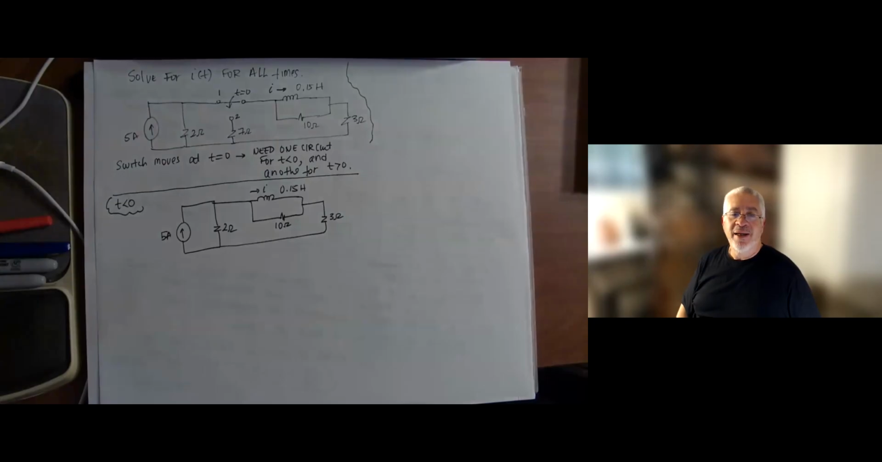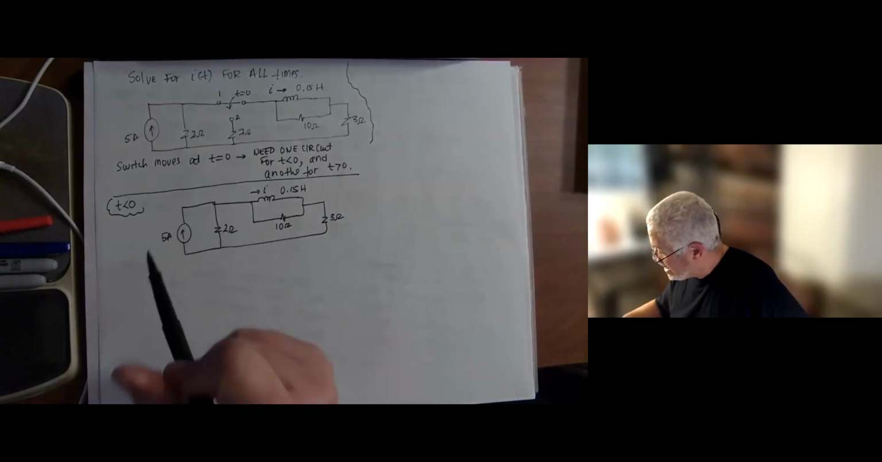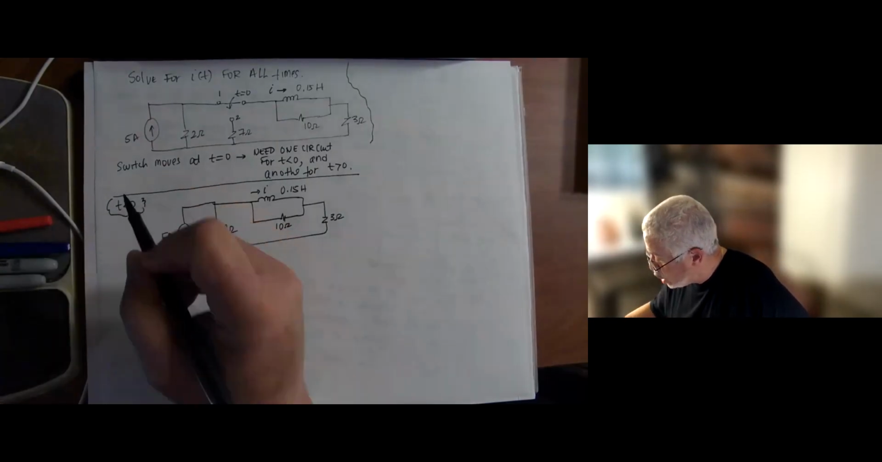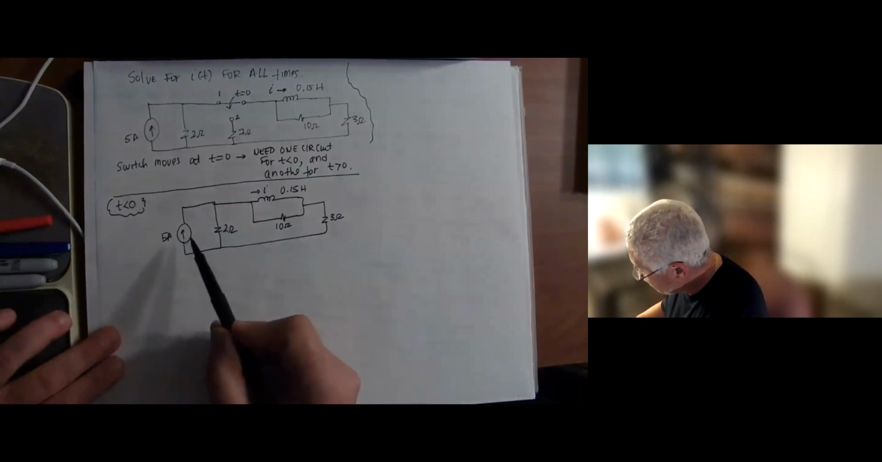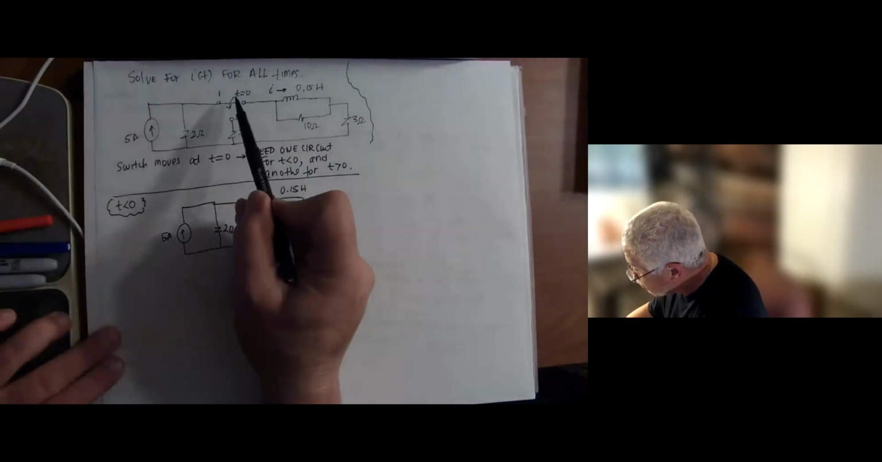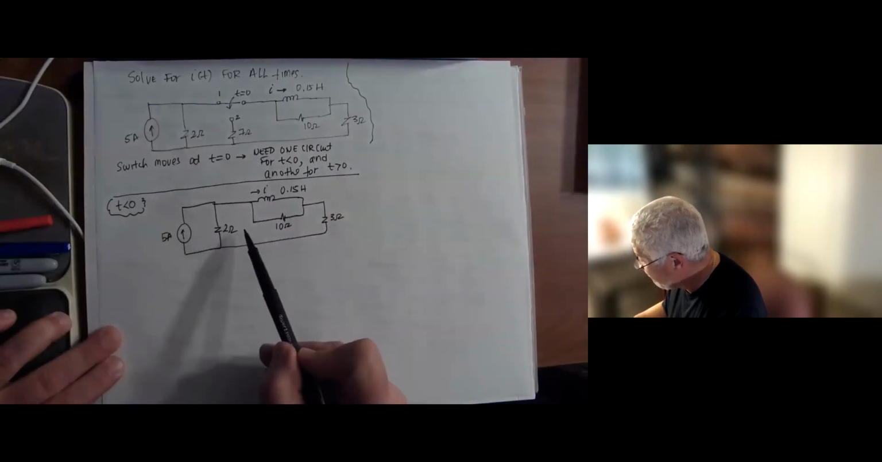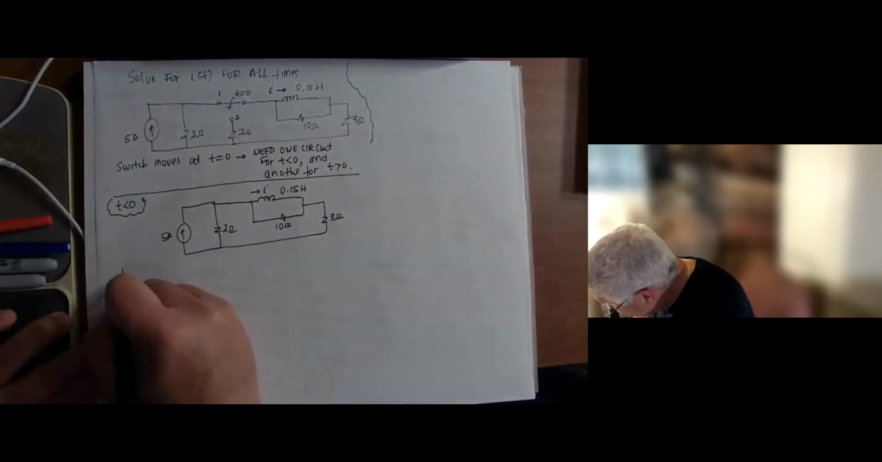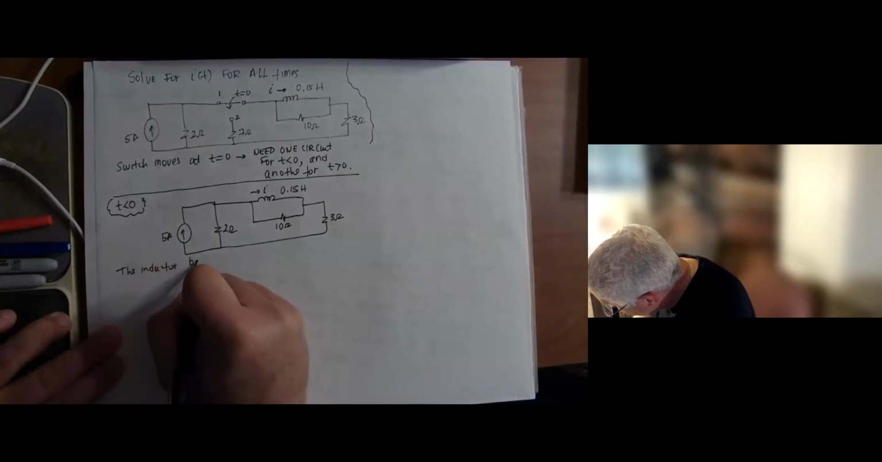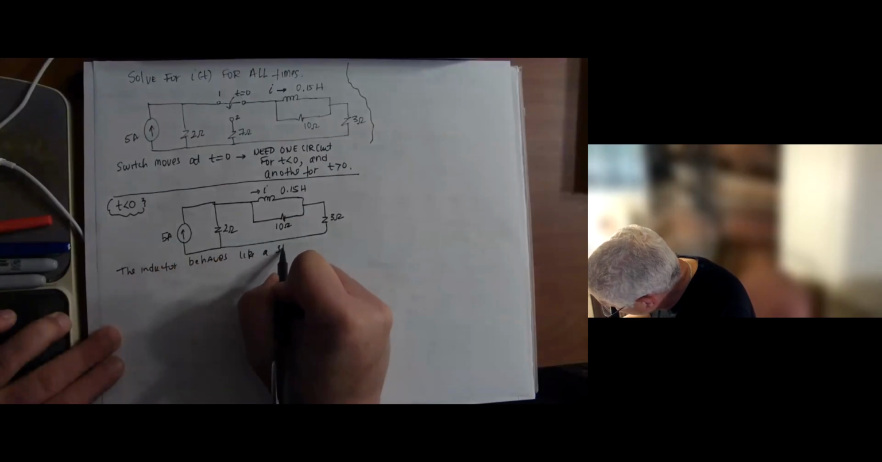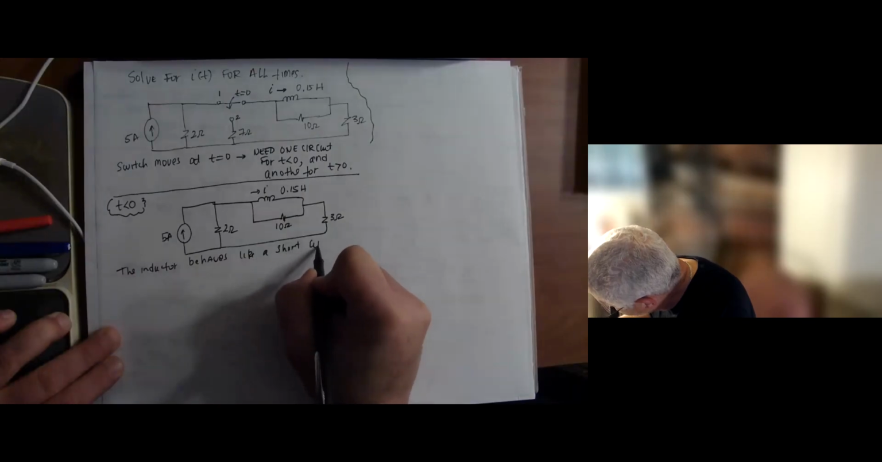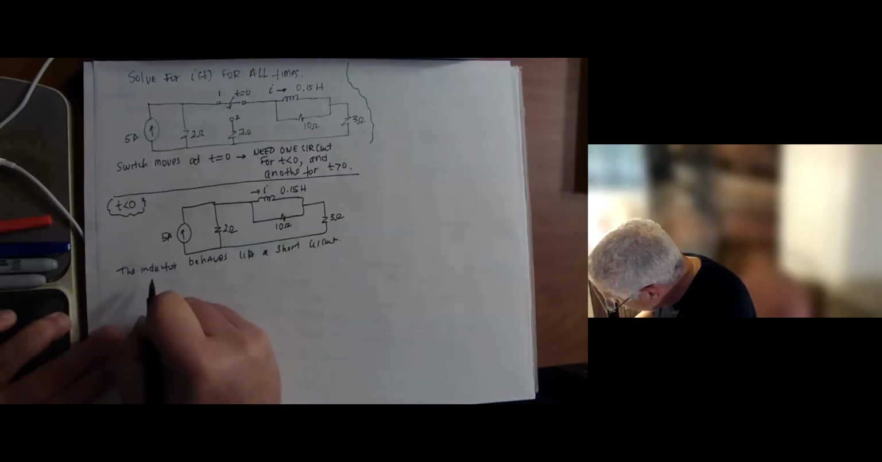Obviously this circuit has existed for a very, very long time. So it's been DC. Until that switch moves at t equals 0, it has been like that forever. So the inductor behaves like a short circuit, like a wire. So what we have really here is this.